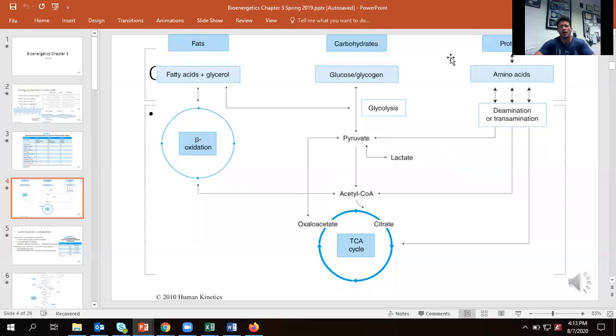Now, this is how we're going to convert from one type of essentially macronutrient to another. We can always convert proteins and carbs into fats. We can't really convert fats into anything else. We can use glycerol to convert that into an intermediate that can then be converted into pyruvate. So just understand kind of how this flow chart works from one side to the other.